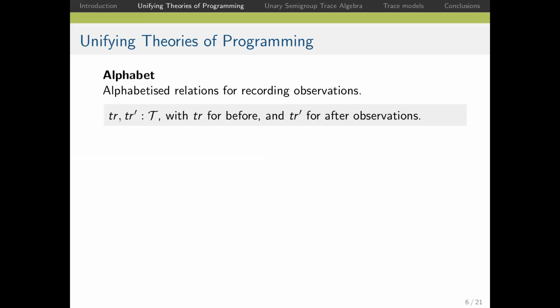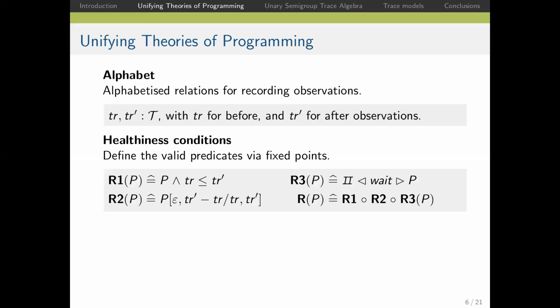So what is a UTP theory? Well, a UTP theory has three components. It has an alphabet. So we have alphabetized relations for recording the observations. So for example, here we have tr and tr' of a type T, with tr for recording the before value and tr' for recording the after observation. We then define healthiness conditions that define the valid predicates via fixed points. So here we have, for example, that R1 states that the trace can only be monotonically increased, for example, extending your trace with further observations, with further events, or advancing time, for example.